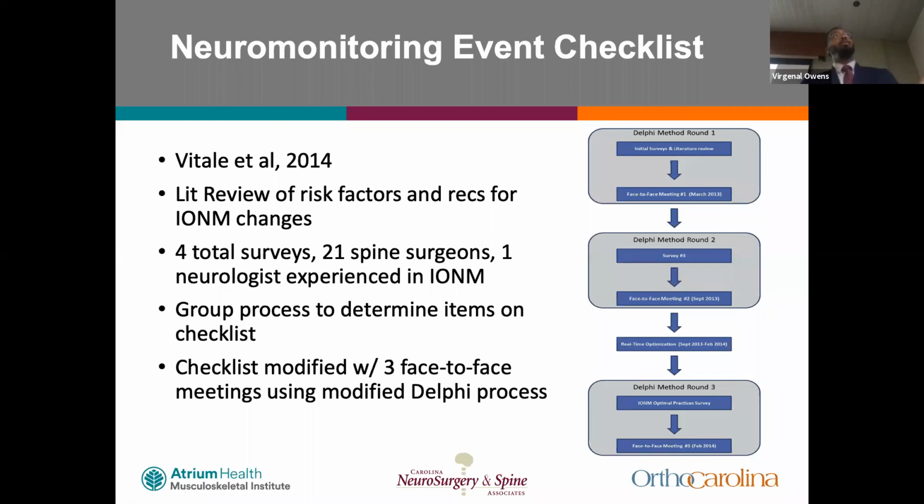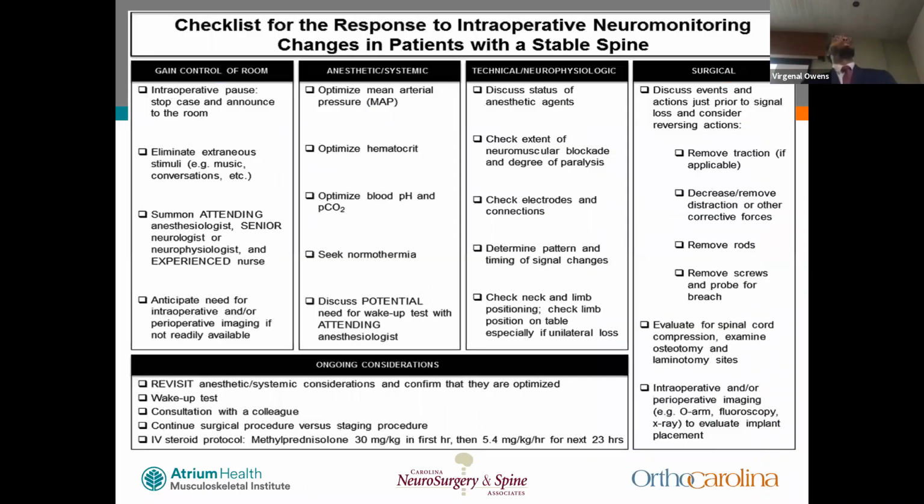Of note, they didn't want to make an algorithm. They wanted to make a checklist that could easily be seen, easily identified and used when you have these kinds of high stakes and high pressure situations. So here's the checklist. It has 5 sections. I'll just quickly go through each of the 5 sections.